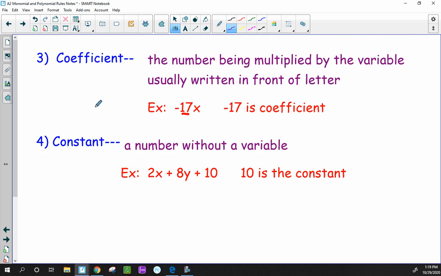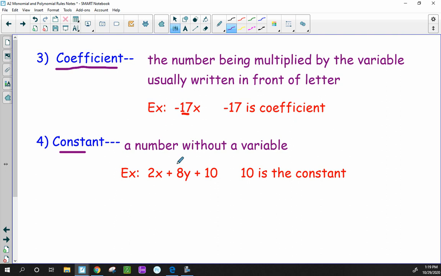A couple other vocab words. Coefficient, you need to make sure you know from the past. That is a number being multiplied by the variable. It's usually written in front. And so like negative 17x, negative 17 would be the coefficient. Constant is a number that does not have a variable with it.